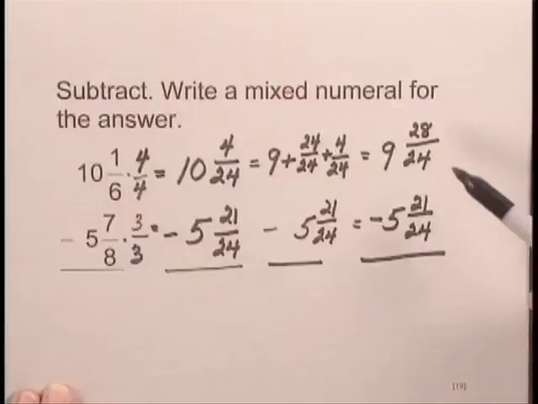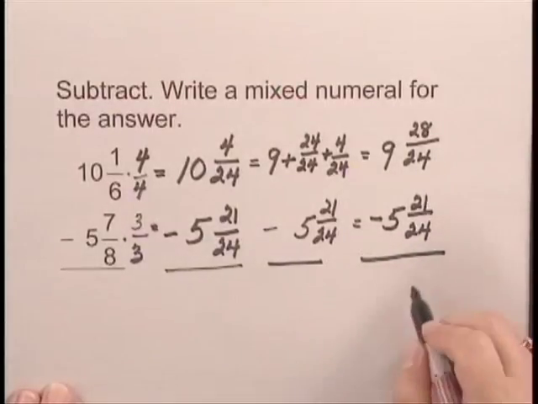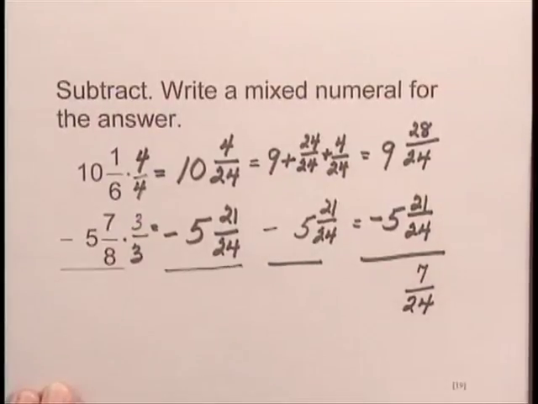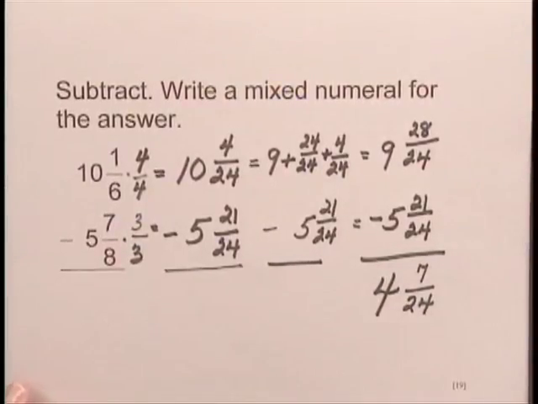Now we can subtract 28/24 minus 21/24, subtracting numerators, keeping the same denominator. We have 7/24. 9 minus 5 is 4. So the difference is 4 and 7/24.